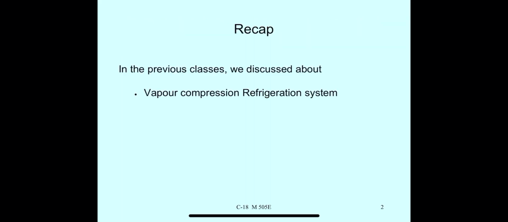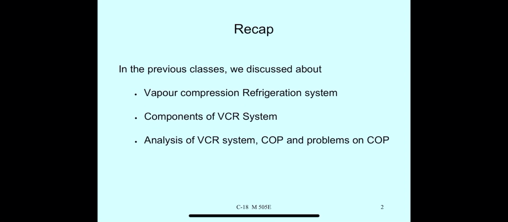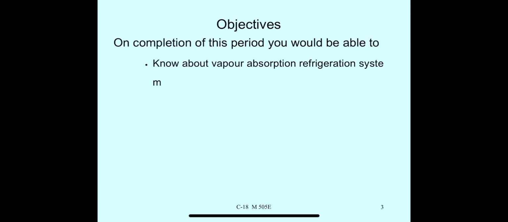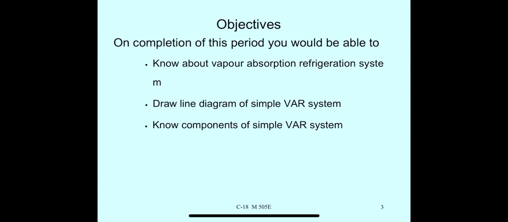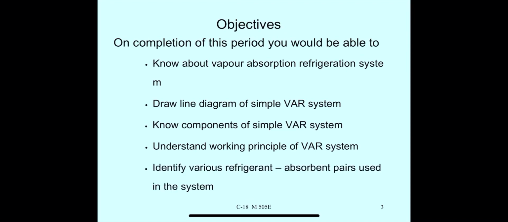In the previous class we discussed the vapor compression refrigeration system, its components, analysis, COP and problems on COP. Today we will learn about the vapor absorption refrigeration system, draw the line diagram of the vapor absorption refrigeration system, know the components of a simple vapor absorption refrigeration system, and understand its working principle.